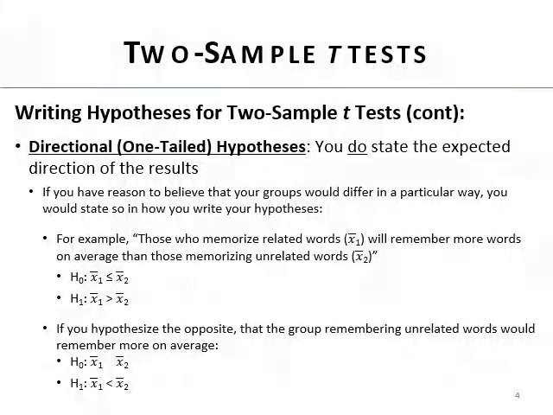So your null, again, is just all other possibilities. There's two of them. You're wrong if group 1 remembers more or if there's just no difference. So greater than or equal to.